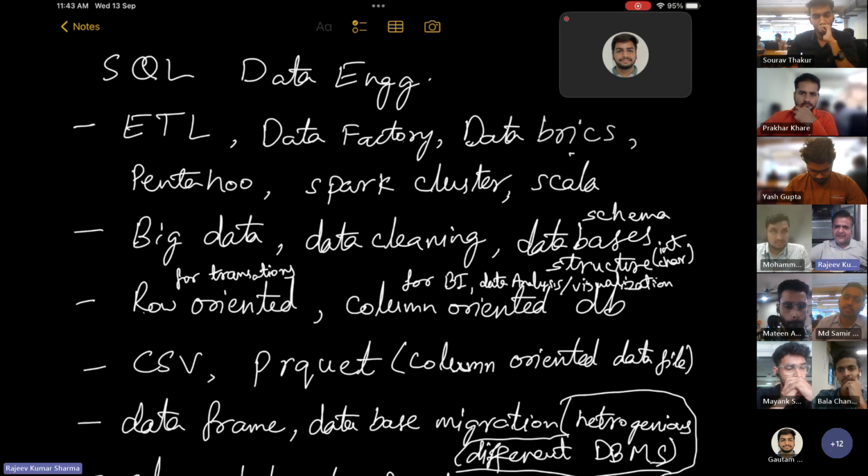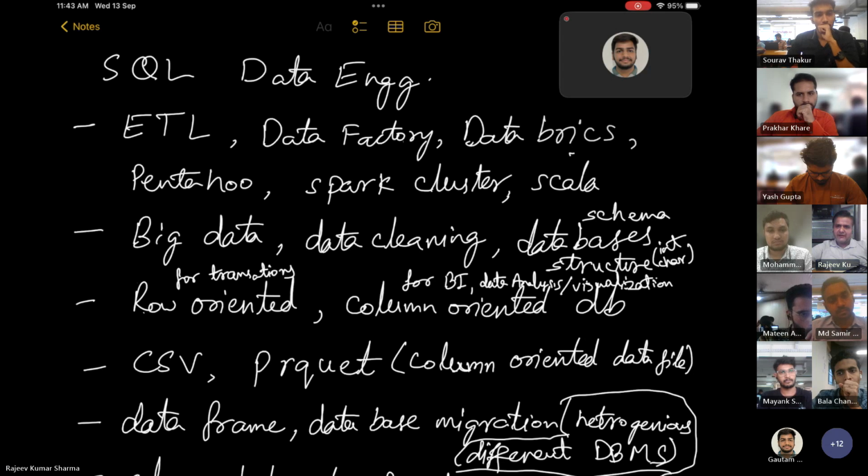Every day, they will be gaining a few GBs of data transactions. So that will add up. So this particular sort of data is called big data. Now there are various different types of data that we deal with. One is structured data, another one is unstructured data, and the third one is semi-structured data.